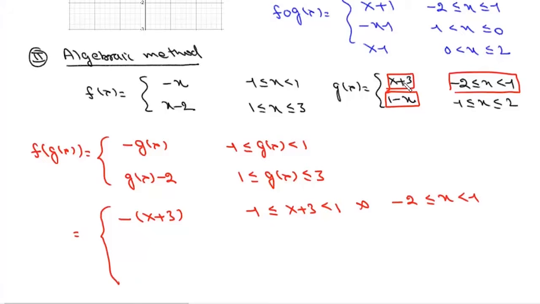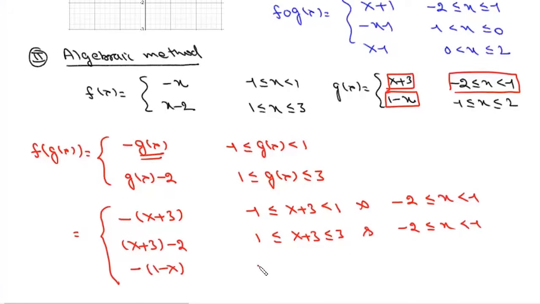Now we'll put this x plus 3 in the second definition. So it will be x plus 3 minus 2, and then 1 less than x plus 3 less than or equal to 3, and again where x lies between -2 and -1. Our next definition is 1 minus x. Now we'll put 1 minus x in the first one. So it will be minus 1 minus x, and then minus 1, when 1 minus x is less than 1. And here the condition is the value of x must lie between -1 and 2.